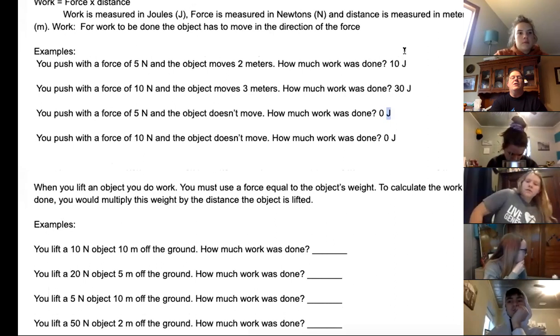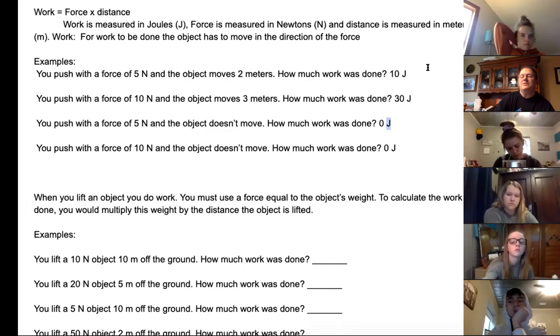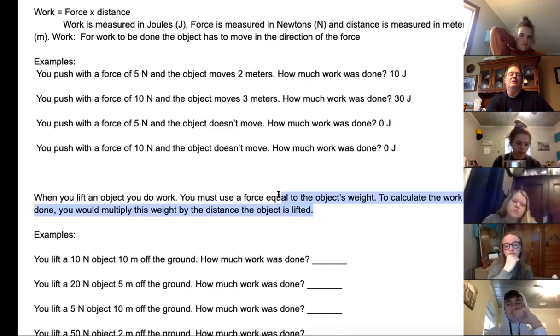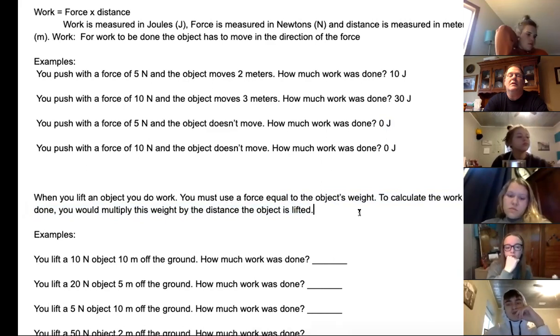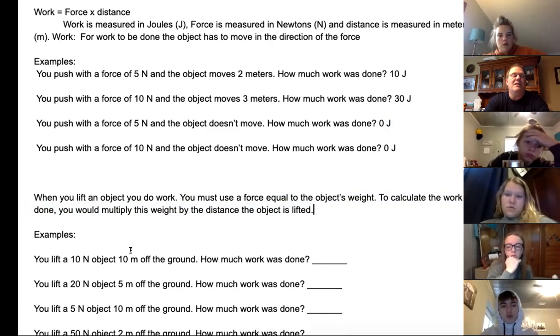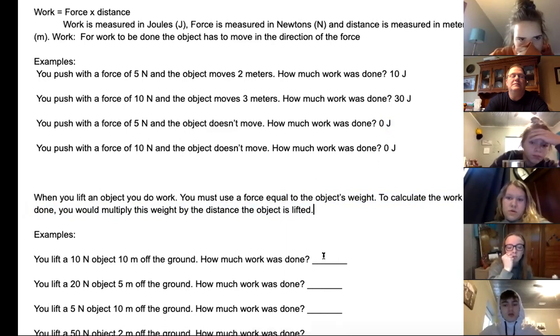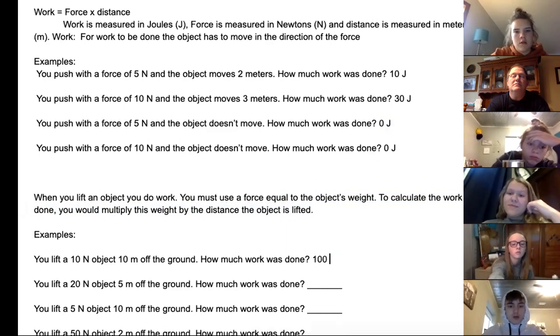So we already went through this first part, Mackenzie. See if you can fill that in as we're going through the next answers. So you have some blanks in the first sentence and this sentence to fill in. Okay. All right, Jones. You lift a 10 Newton object 10 meters off the ground. How much work was done? 100 joules. 100 what? Joules.